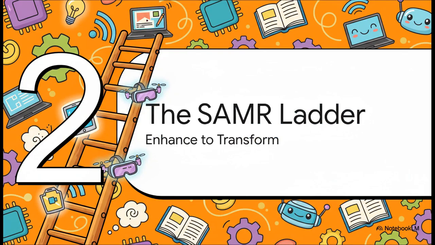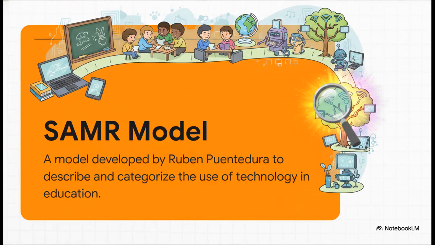All right, let's jump into our first framework. It's called the SAMR model. And the best way to think about it is like a ladder. It helps you look at how you're using tech and see exactly where you are on that ladder, and maybe more importantly, where you could go next. So SAMR was developed by a guy named Ruben Puentedura, and it's basically an acronym that breaks down tech use into 4 different levels. It's a really powerful tool because it's designed to help you see the difference between just kind of improving what you already do and completely transforming it.